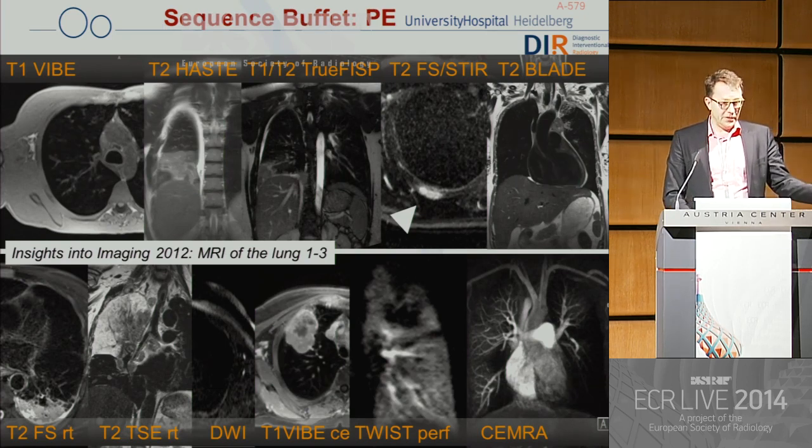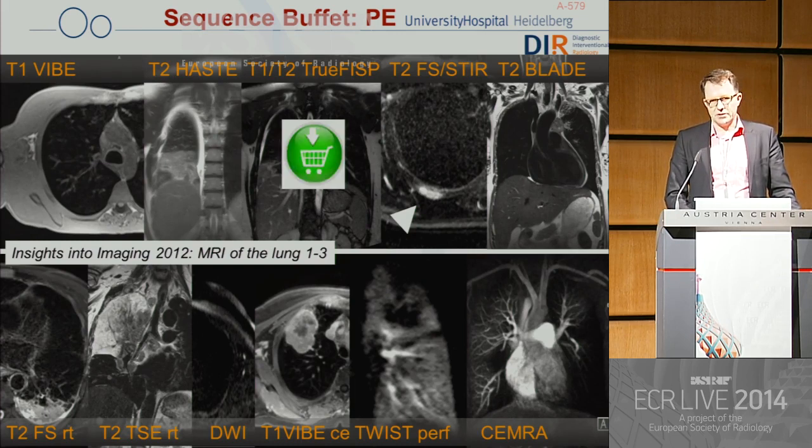For example, for PE, another important disease causing dyspnea, you can be very fast. You can have the single-shot true FISP to look for central pulmonary emboli without the use of contrast, so you can rule out central pulmonary embolism in 2 minutes.